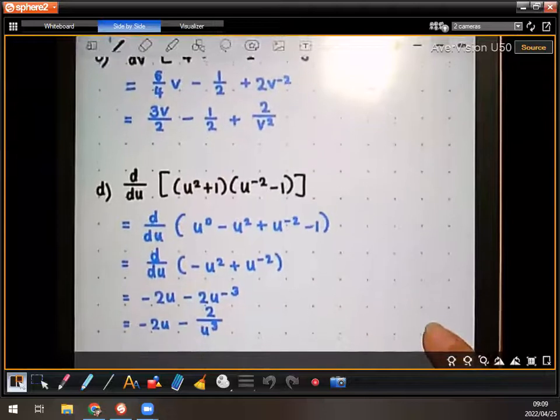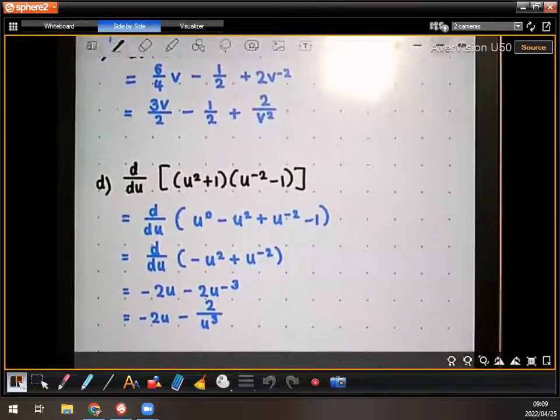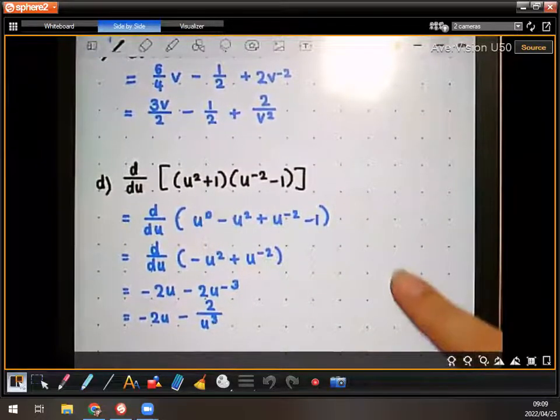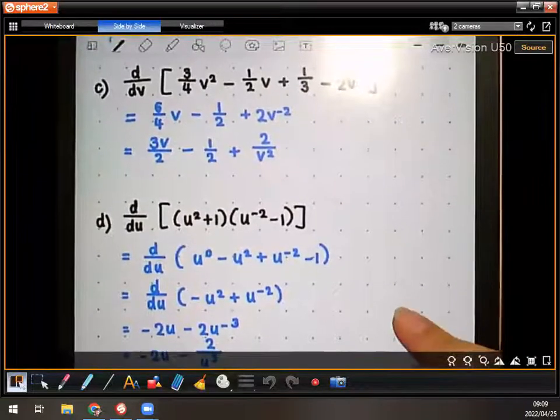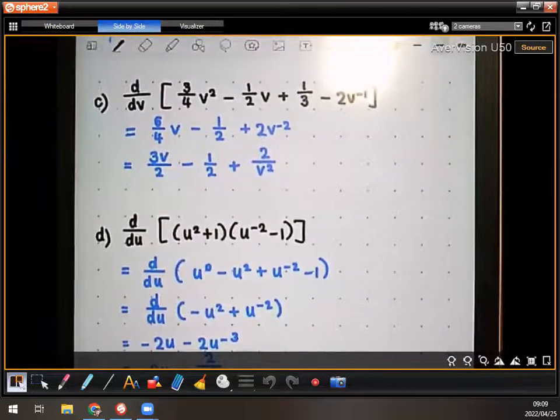All right, d was one that you have to multiply out first. Now, guys, for this one, you have to multiply out first. You have to do FOIL. So u squared times u to the -2. Remember, guys, when you're multiplying powers with the same base, you add the exponents together, right? So you'll have to take 2 plus -2, which is 2 minus 2. So that's why that's a 0.